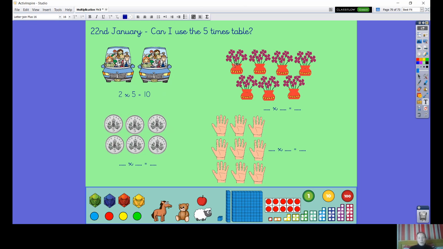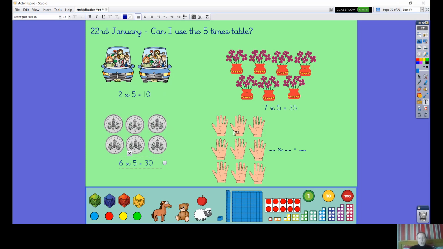Great remembering. So we've got 7 times 5 here. I find that a tricky one. I don't always remember it straight away. 7 times 5 is 35. We've got 6 times 5 here. So we say 6 times 5. 6 times 5 is 5, 10, 15, 20, 25, 30.